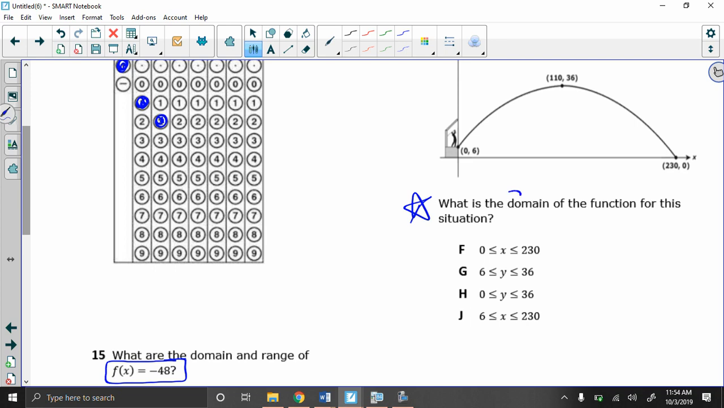So it's asking us what is the domain of the function. Well, that is going to be all of our x values. So we want the starting x value, which is 0, and we want the ending x value, which is 230. So I want all of the values that are in between 0 and 230. We just took those two values and plugged them into our interval notation and got our answer, which is F.